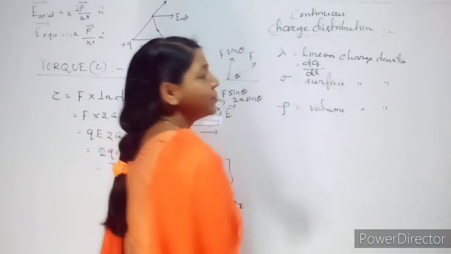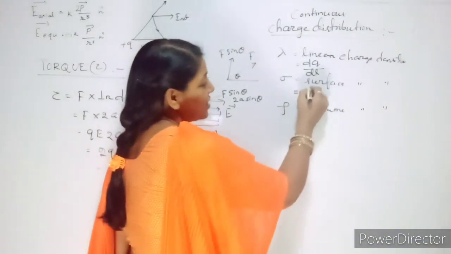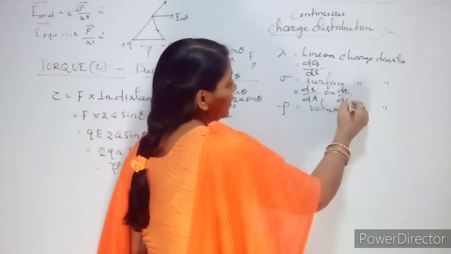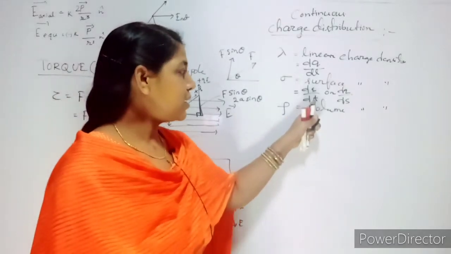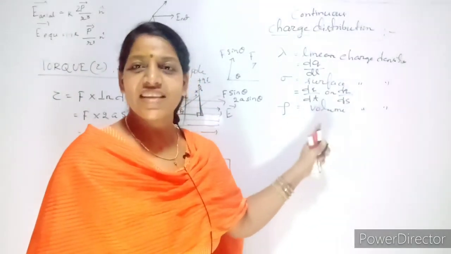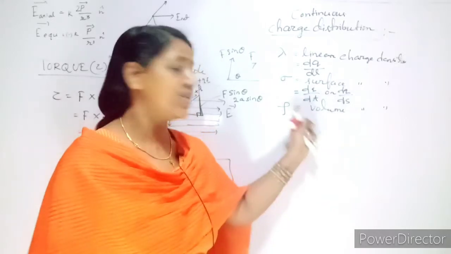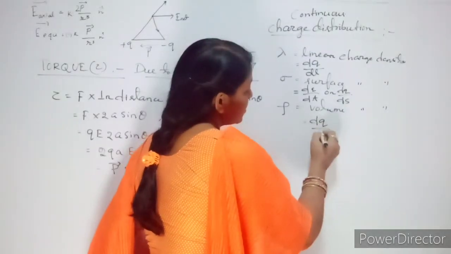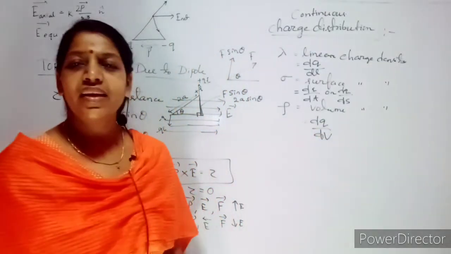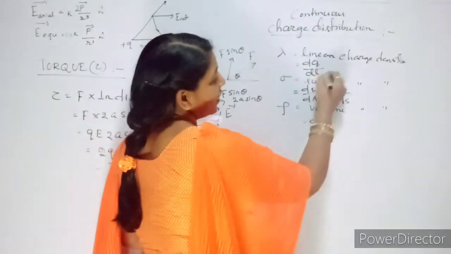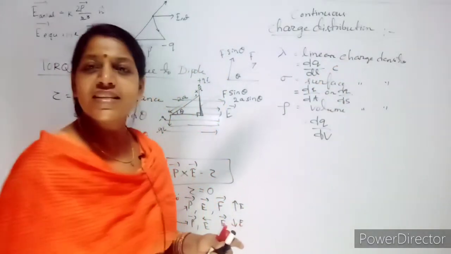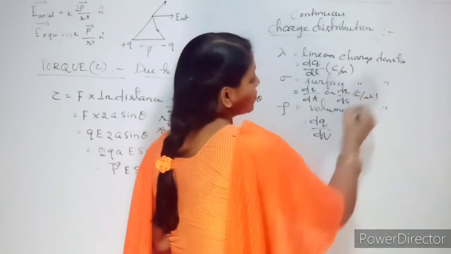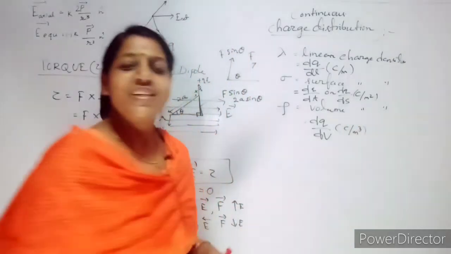Similarly, surface charge density is dq by dA or dq by ds. A is area, and s is also surface area; both are area, notations differ in some books. Now coming to volume, it is the charge distributed per unit volume, dq by dV. Now coming to the units: charge unit is coulomb, length is meter, so for dq by dl it is coulomb per meter. Here it is coulomb per meter square. Here it is coulomb per meter cube.